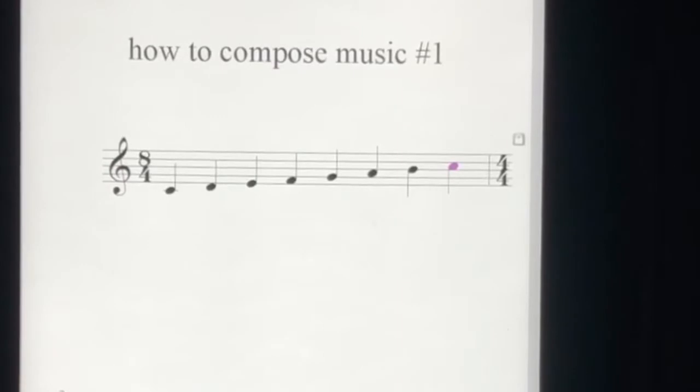First, we write treble clef and the music notes from middle C to high C.